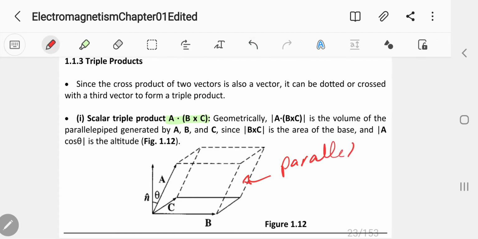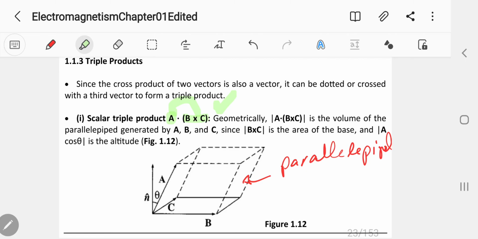Parallelly piped, or you can say parallelly piped, it doesn't matter. So this is a valid operation because look, this one, B cross C, is a vector, and then you are dotting a vector to another vector, which is valid.